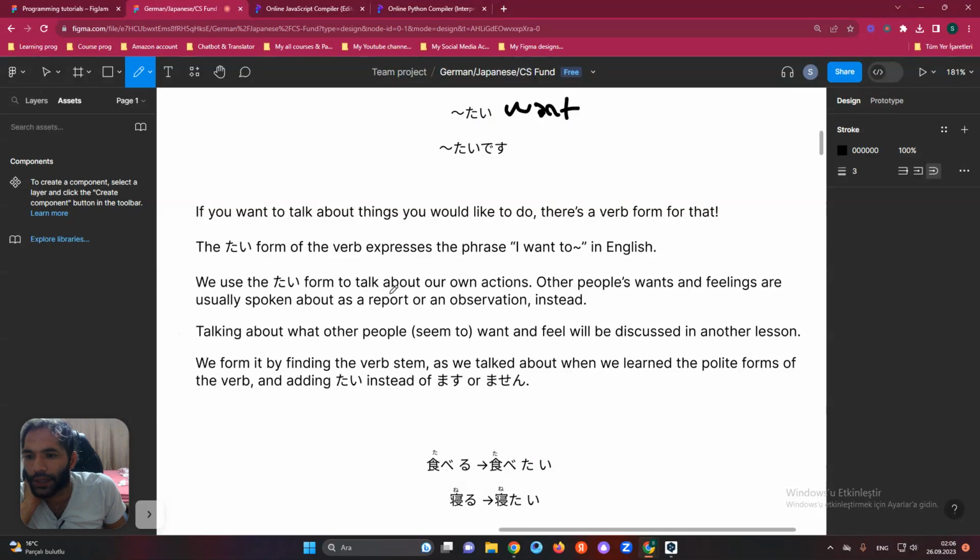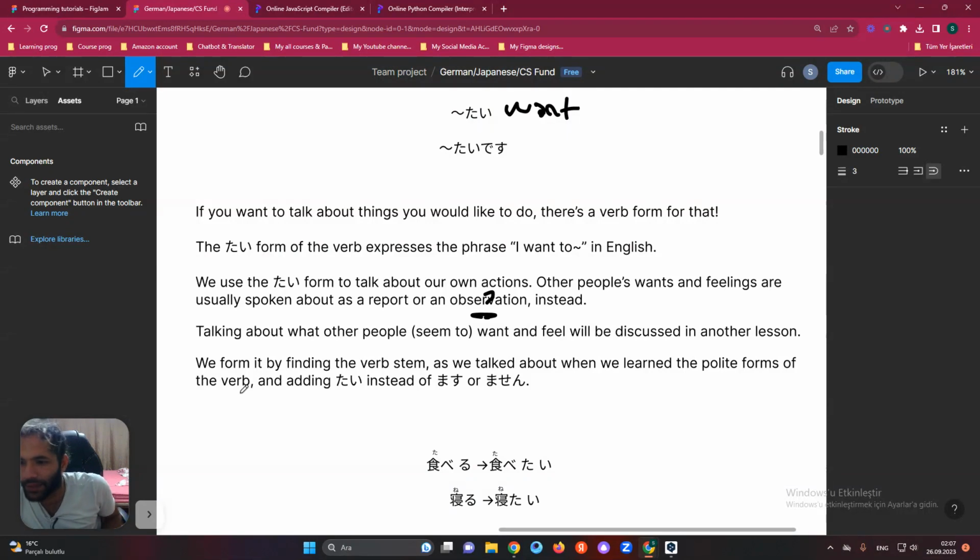We use the tai form to talk about our own actions, okay? Other people's wants and feelings are usually spoken about as a report or an observation instead. Look, this is important. Talking about what other people seem to want or feel will be discussed in another lesson.